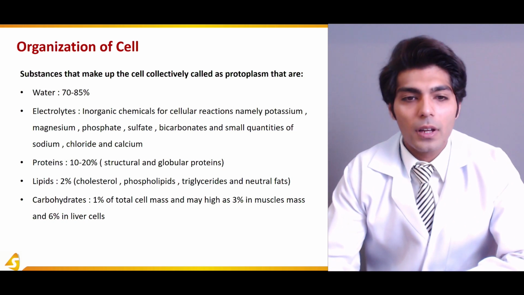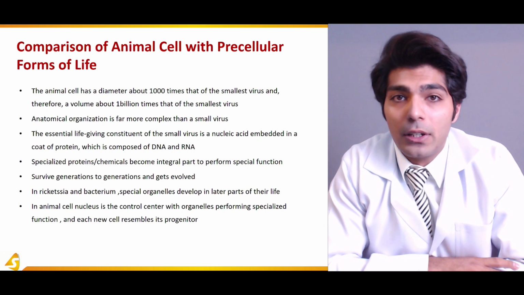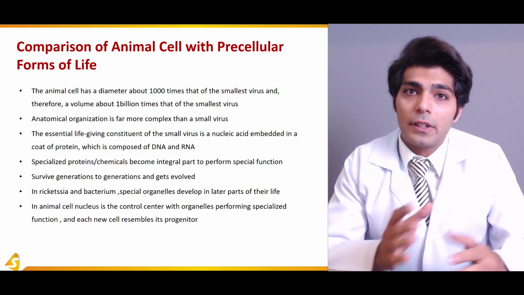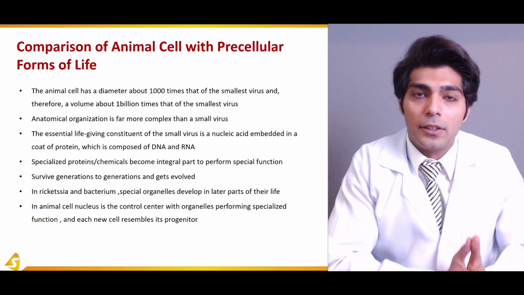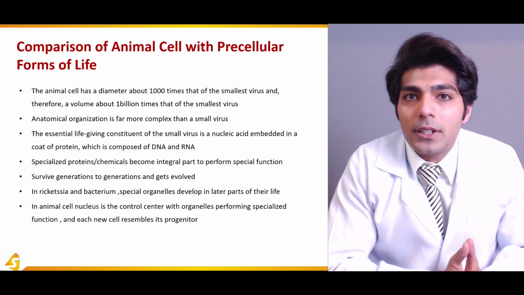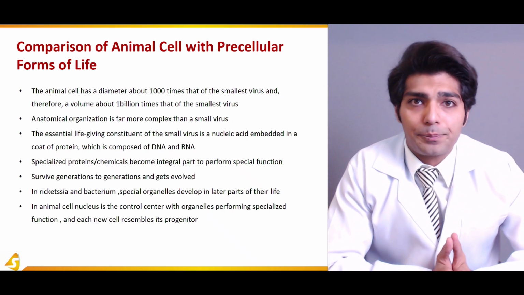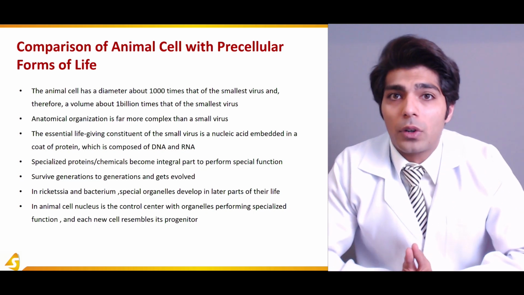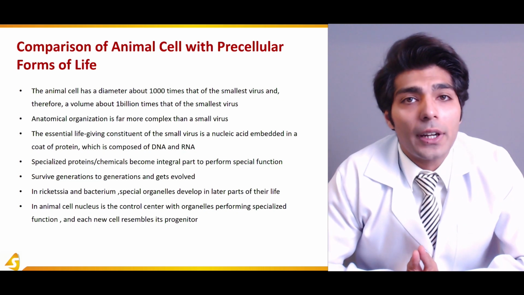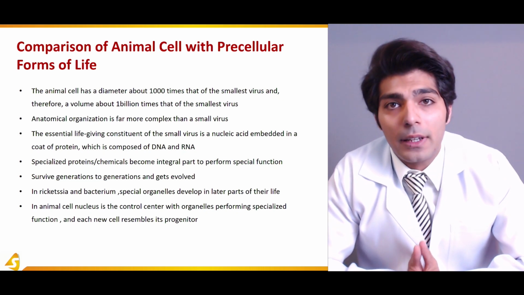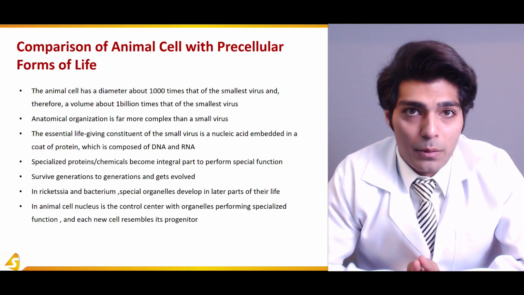So now we are going to compare the animal cell with the precellular forms of life. We discuss the eukaryotic and the prokaryotic cell. We know that the eukaryotic cell is the animal cell or the plant cell. We know it has the nucleus, and we know that the prokaryote doesn't have the nucleus. The prokaryotic cell is surrounded by the capsule, by the cell wall. However, there is an absence of cell wall in the animal cell.